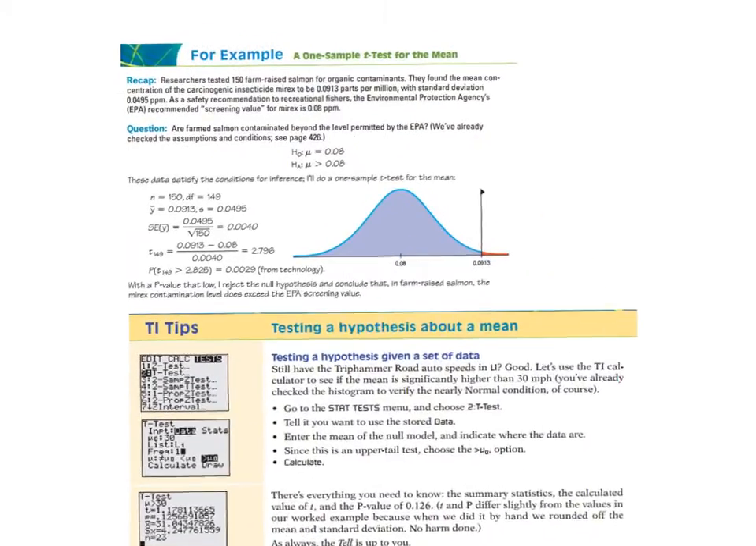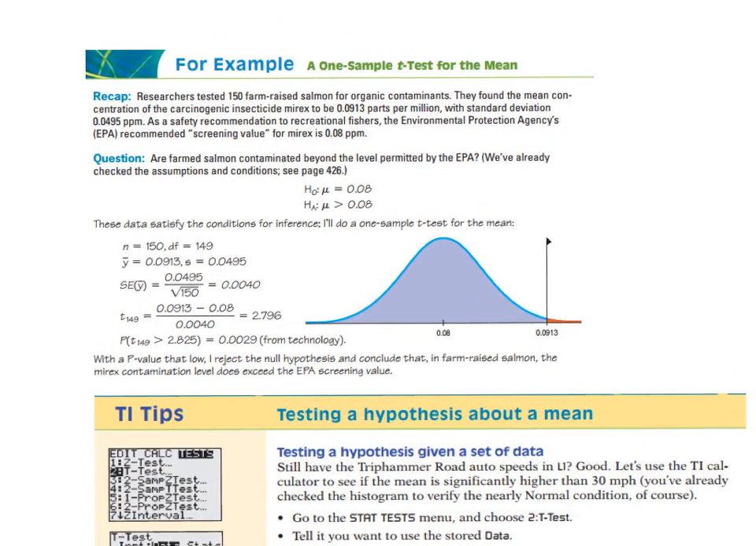All right, so our first example, they really like these farm-raised fish. They tend to use the same examples over and over again. The way that you figure out what your alternate hypothesis is going to be, because your null is always going to be that mu equals the original average, your mean. But they said, as a safety recommendation to recreational fishers, they recommended screening values of 0.08 parts per million. So that's your first.